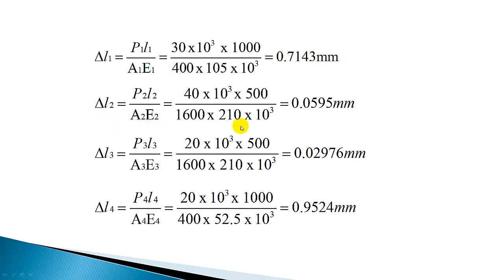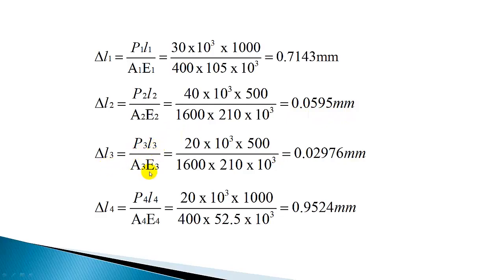Similarly, you can find out delta L2. Force is 40 kilonewton, 40 into 10 raised to 3. L2 is L by 2, which is 500 mm, and area is 4A. So 4 into 400 you will get 1600, and Young's modulus is 2 times E, and E is 105 gigapascal, so 2 times E is 210 gigapascal, 210 into 10 raised to 3 Newton per mm square. Substituting, you will get 0.0595 mm.